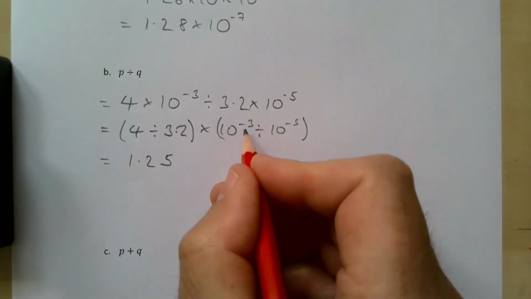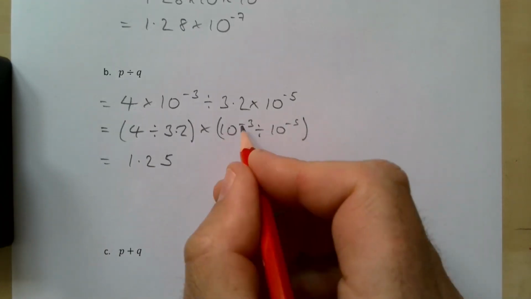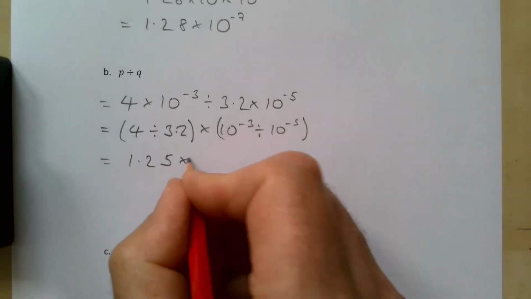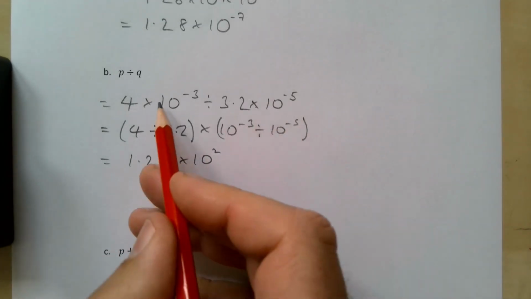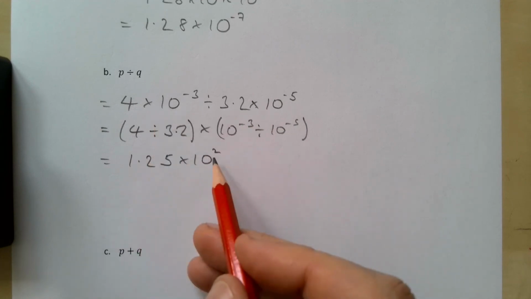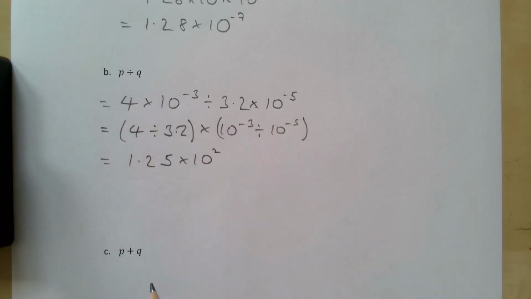And then this one, 10 to the power minus 3 divided by 10 to the power minus 5. So it's actually minus 3 minus minus 5. So that's times 10 to the power of 2. Remember, you're dividing a small number into a slightly bigger number, so you will have a bigger number. So we end up then with that.